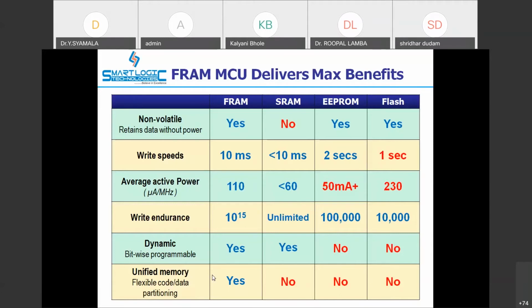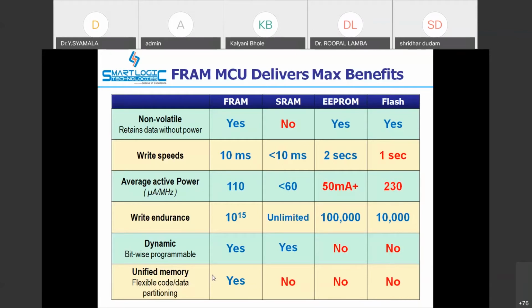Average active power for FRAM is moderate compared to SRAM, but compared with flash it is always less. Writing cycles are very much higher compared to any other memory here. Bitwise programmable is possible in the case of FRAM, but that is not possible in EEPROM and flash. For SRAM and FRAM, it is possible.